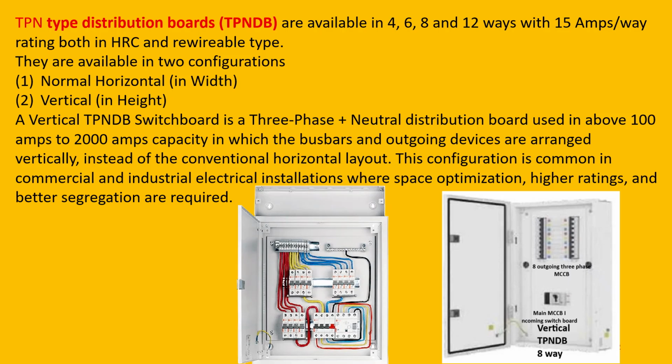A vertical TPN DB switchboard is a three-phase neutral distribution board used in above 100 ampere to 200 ampere capacity, in which the bus bars and outgoing devices are arranged vertically instead of the conventional horizontal layout. This configuration is common in commercial and industrial electrical installations where space optimization, high rating and better segregation are required.